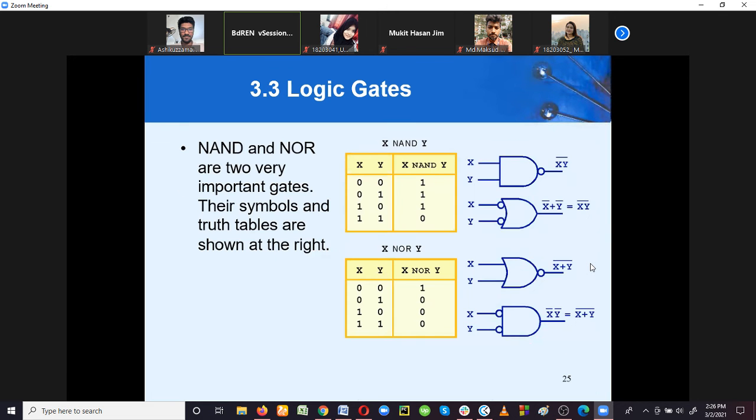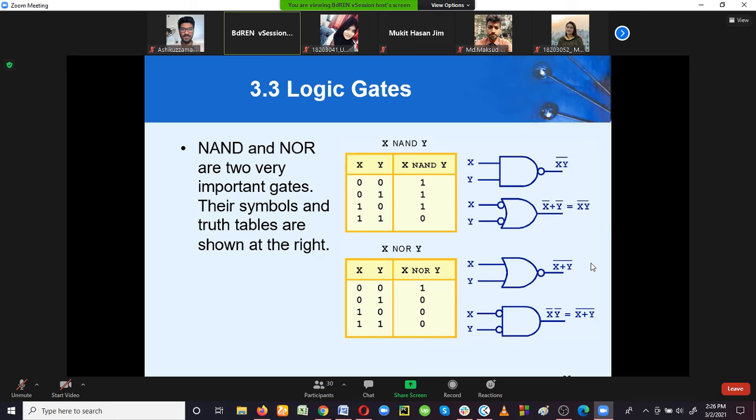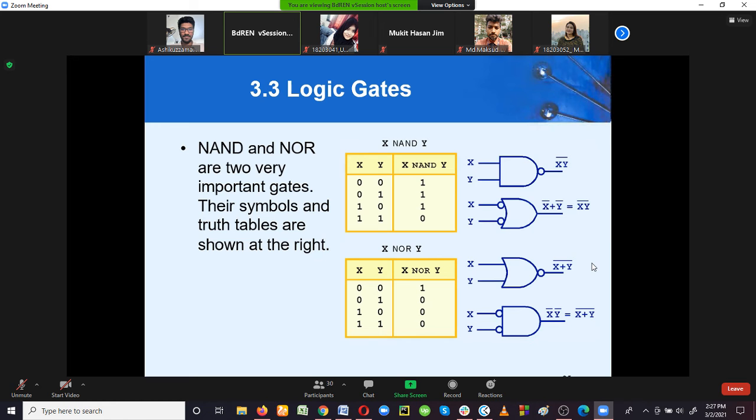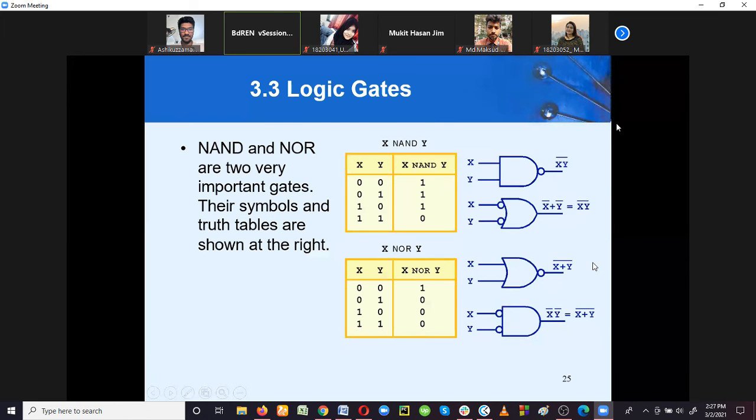Then the NAND gate and NOR gate are two very important gates. Their symbols and truth tables are shown here. NAND gate means, observe the symbol, the function will be (xy) bar. That means after doing the AND operation, you have to apply the NOT operation on the output. So AND plus NOT is called NAND.